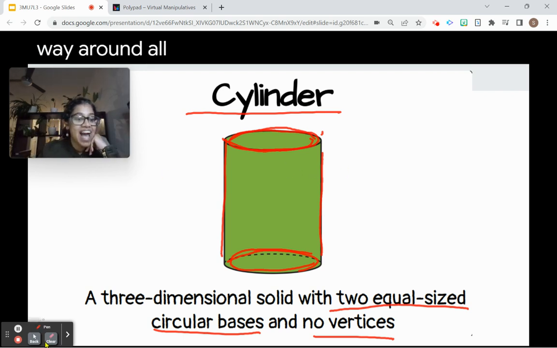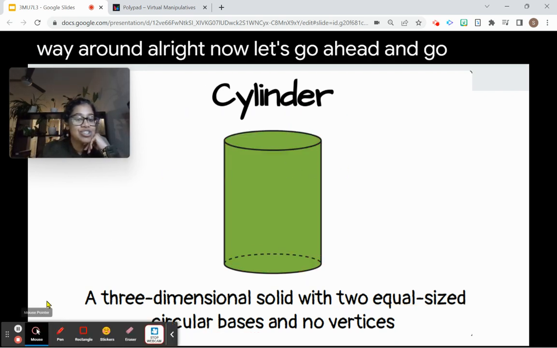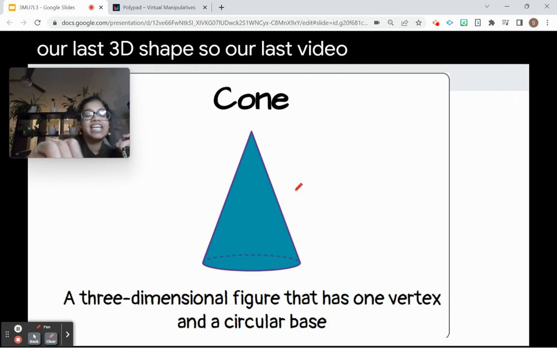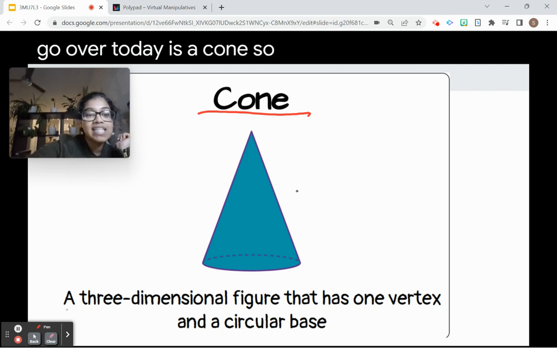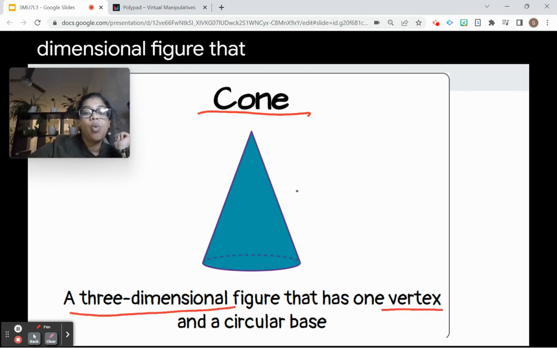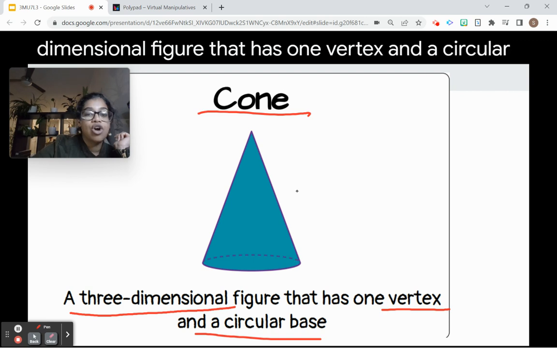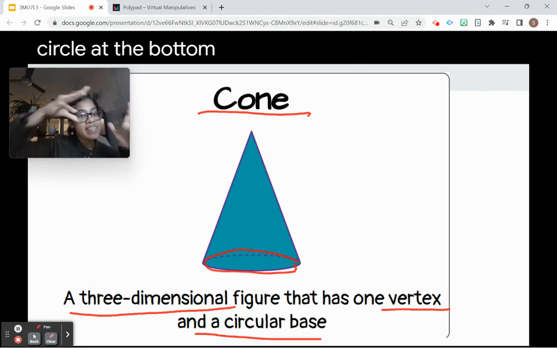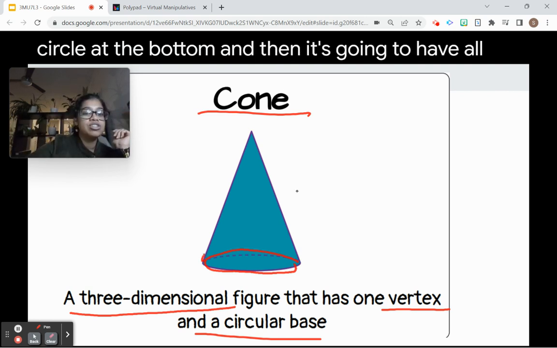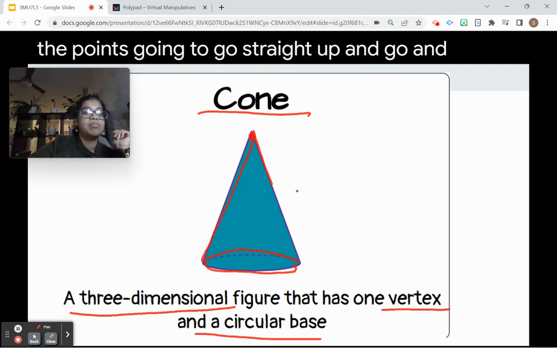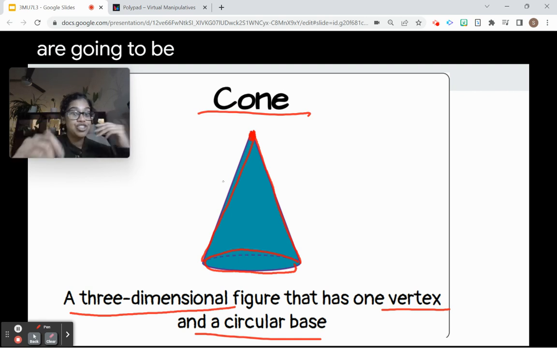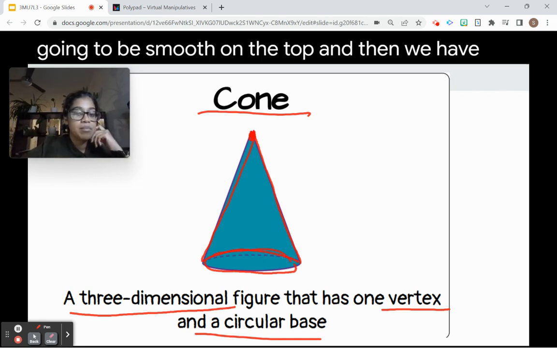All right, now let's go ahead and go into our last 3D shape. So our last 3D shape that we're going to go over today is a cone. So a cone is a 3-dimensional figure that has 1 vertex and a circular base. So if we look over here, this is going to be a circle at the bottom, and then it's going to go straight up and all meet at a point at the top, right? So it's going to have 1 vertex at the very top, and the rest of the sides are going to be smooth, and then we have 1 edge at the bottom.